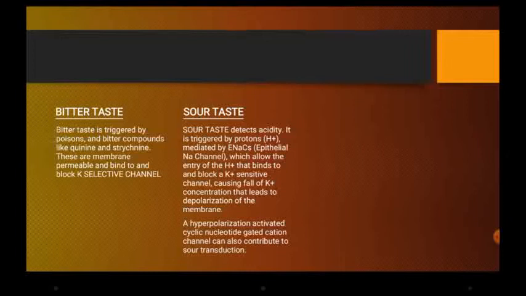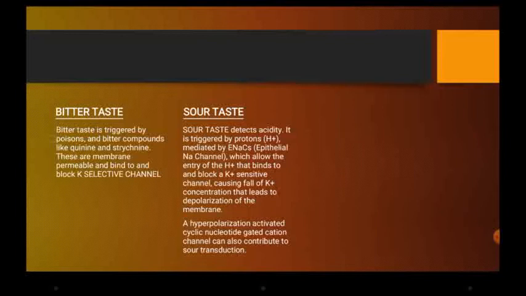So in the sour there is what we call hydrochloric acid, which can release a proton, and the proton now triggers the sourness. Then in bitter, we mentioned those bitter compounds like quinine, like poisons, even like strychnine.